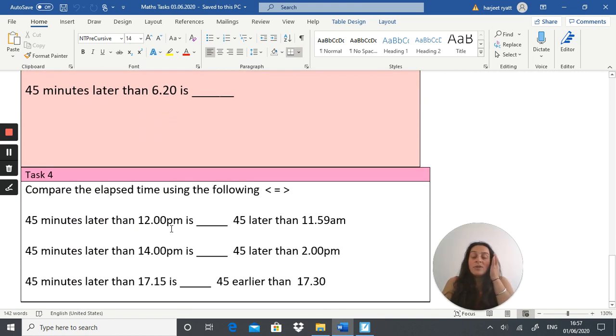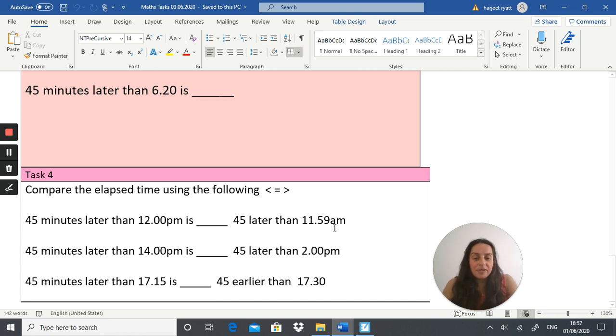And task 4, and we do this a lot because it's really important in math that we're able to compare two things, wants you to compare these two times. So 45 minutes later than 12 is either less than, equal to, or greater than 45 minutes later than 11:59. So you need to work those out.